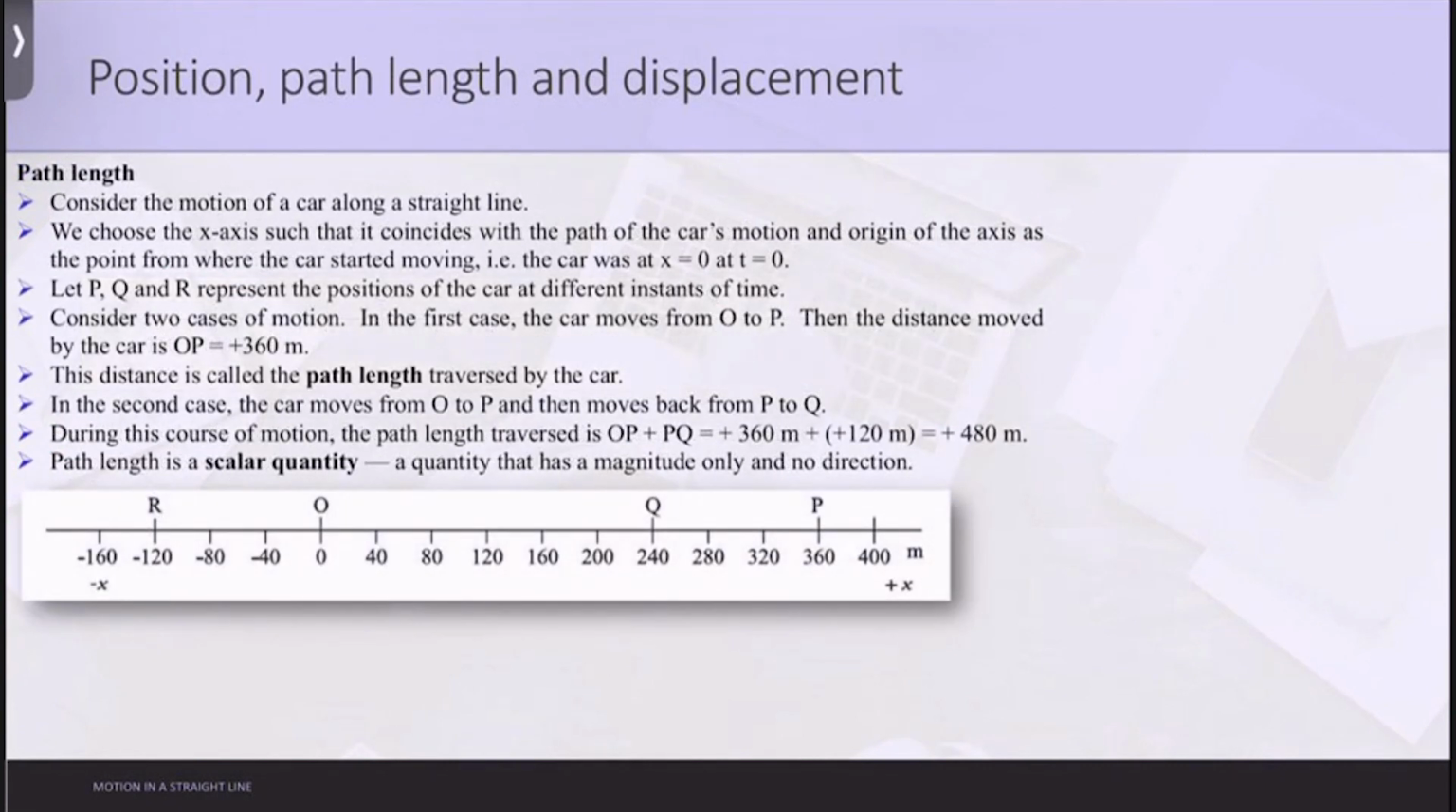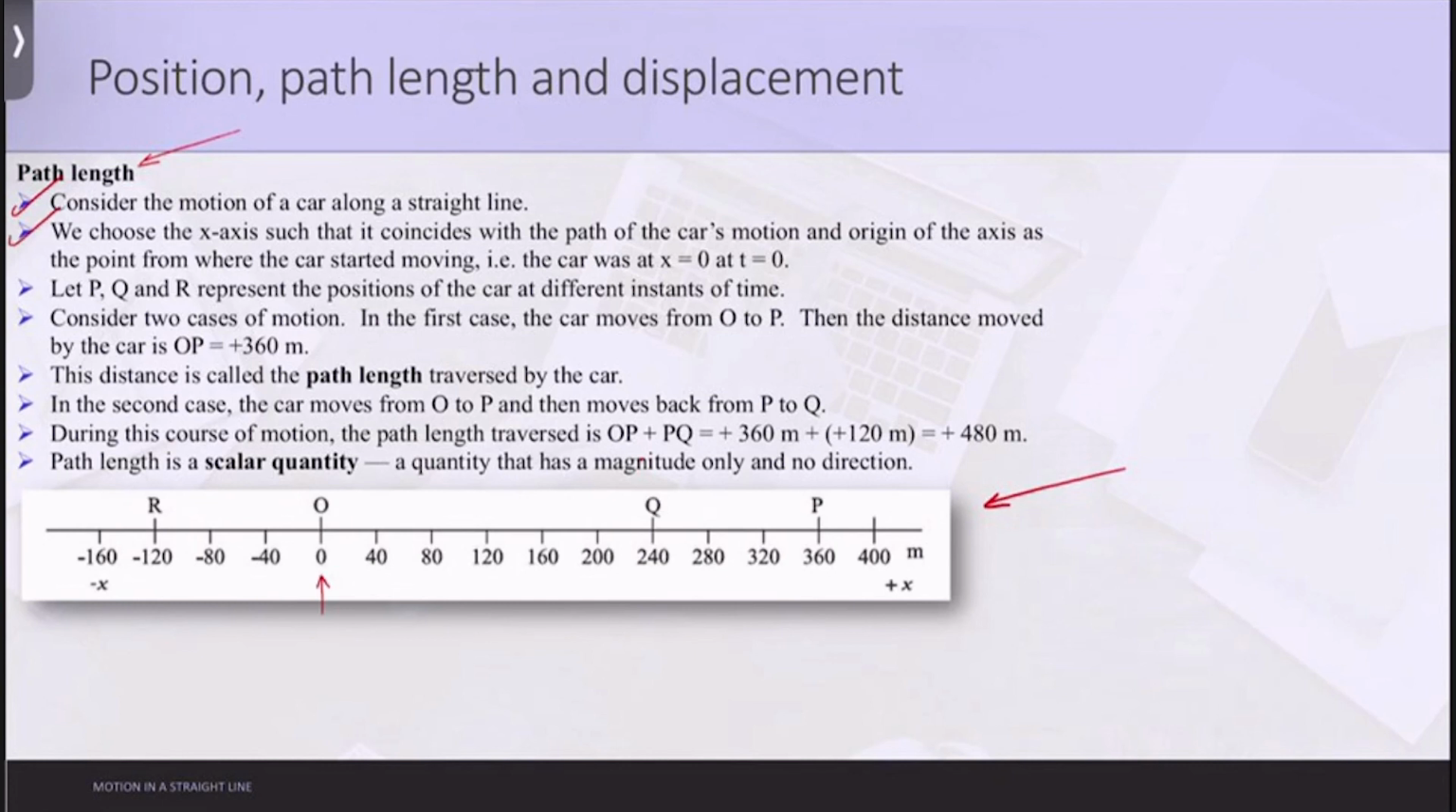Now let us go on to the first major topic, which is called path length. Let us understand this very clearly, and then we can move on to the consideration of displacement. So consider the motion of a car along a straight line. We are understanding that there is a movement of the car along a straight line only. So we choose the x-axis such that it coincides with the path of the car's motion, and the origin of the axis as the point from where the car started moving. So let us say the car had moved from this position here, that is, the car was at x equal to 0 at t equal to 0. So this was the position at which the car started.